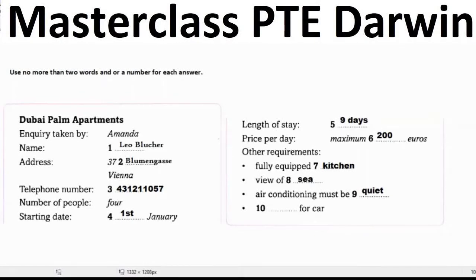So what do they need for the car? Parking. Yes, parking for the car, or he said parking space. So we can write two words here. You can write parking space, or simple parking would be just as correct. You can write both.